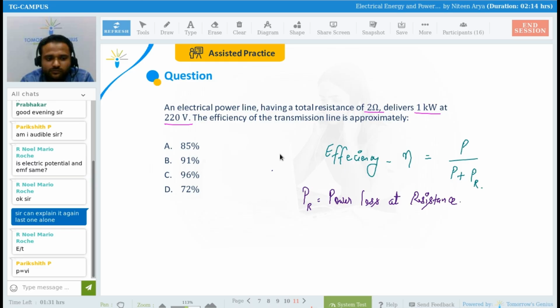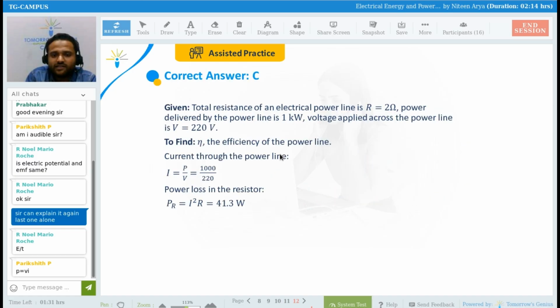Everyone got C? Okay. So C is the correct answer, and how we can get it? See, that is very easy. Given total resistance of an electrical power line is R, which is 2 ohm. Power delivered by the power line is 1 kilowatt, and the voltage applied across the power line is 220 volt. So to find the efficiency, we need efficiency is P upon P plus PR, power loss at resistance.